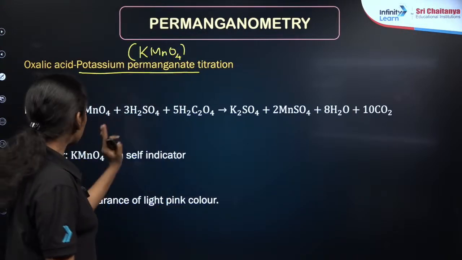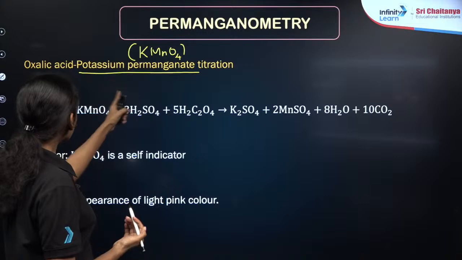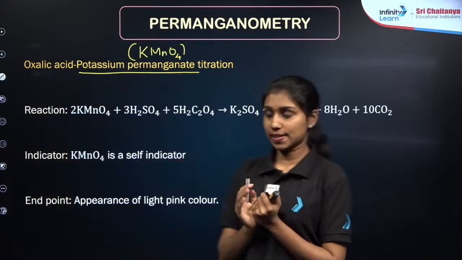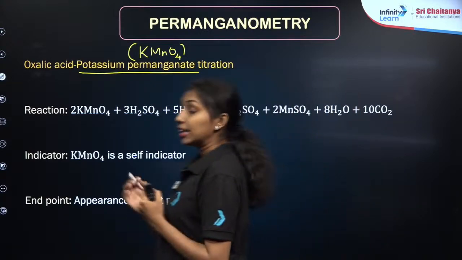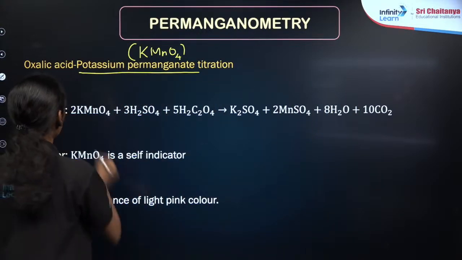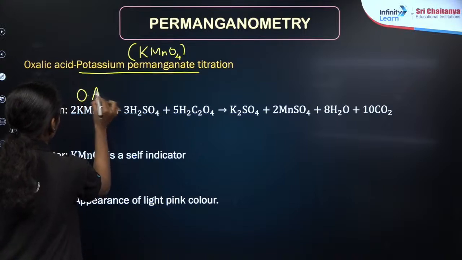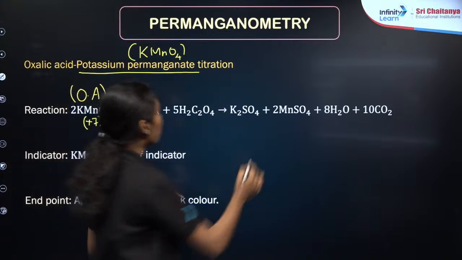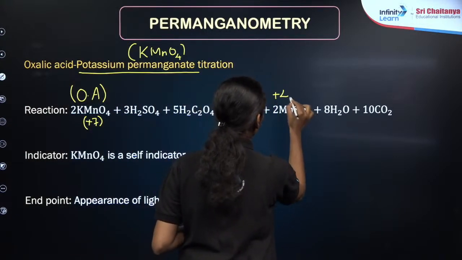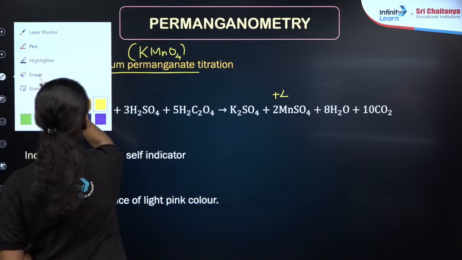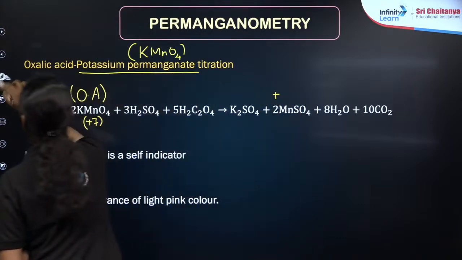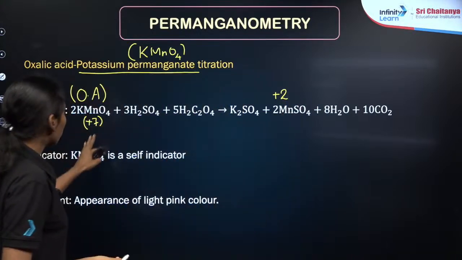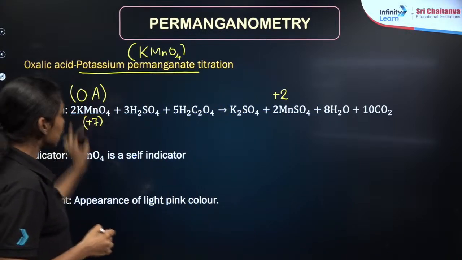Here I am taking an example of redox titration between potassium permanganate and oxalic acid. As we already know, potassium permanganate is a strong oxidizing agent. Then what will happen to that? It will undergo reduction, right? An oxidizing agent will undergo reduction. As you can see here, this is the +7 oxidation state. It will undergo reduction to +2 state. KMnO4 will undergo reduction from +7 state to +2 state.